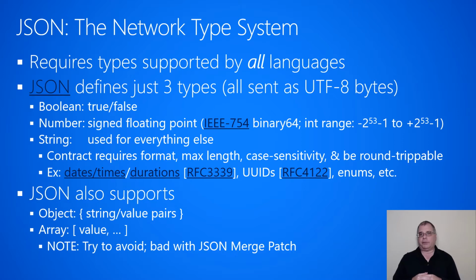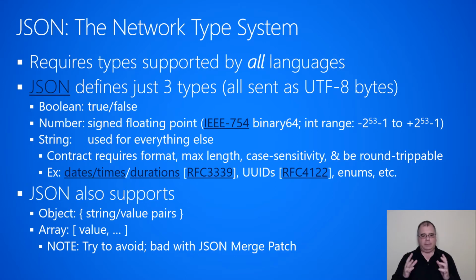JSON also supports objects, which are really just collections of key value pairs where the keys are strings and the values can be a Boolean, a number, a string, or possibly a nested object as well. And finally, JSON supports arrays, which are an ordered collection of objects, JSON objects or values.